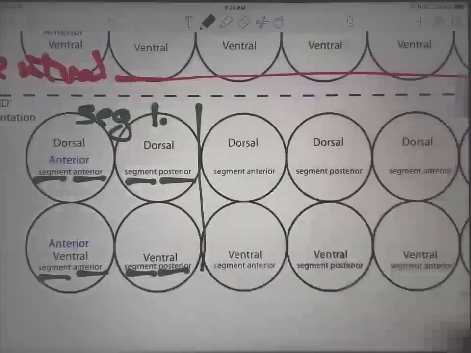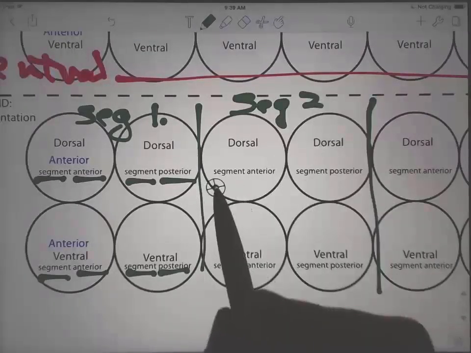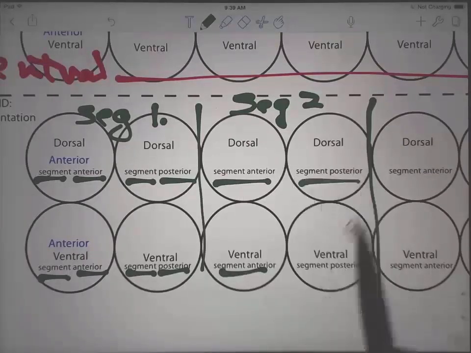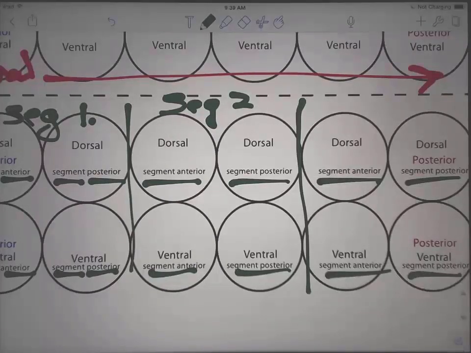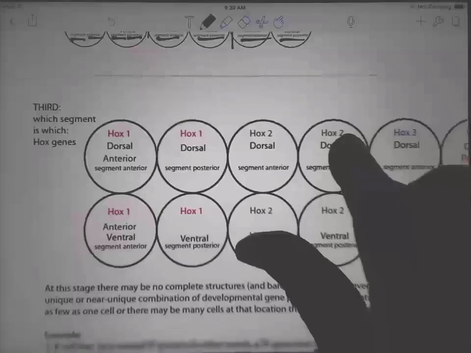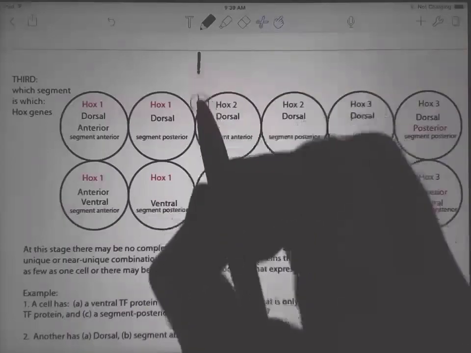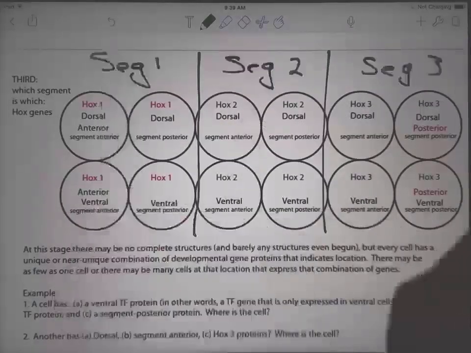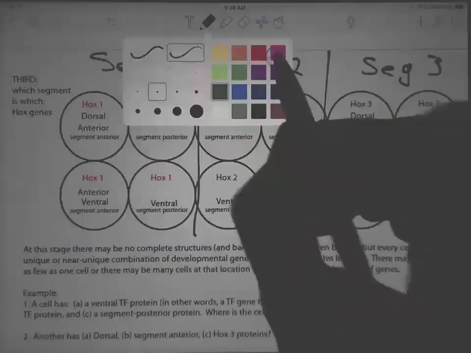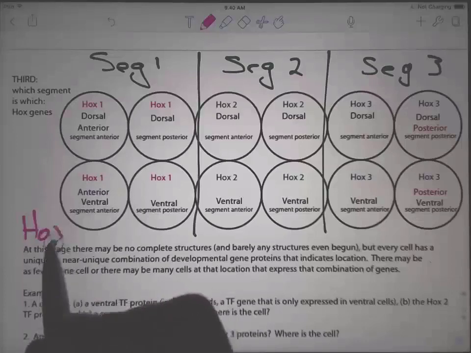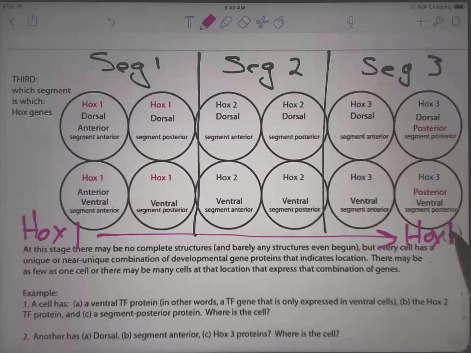So if we look at the whole series, again, each one has a segment anterior and a segment posterior. Segment anterior, segment posterior. The third piece is which segment is which. Those are the Hox genes. Again, remember we have 3 segments, and the Hox genes are expressed from anterior to posterior, always in the same order they occur on the chromosome.